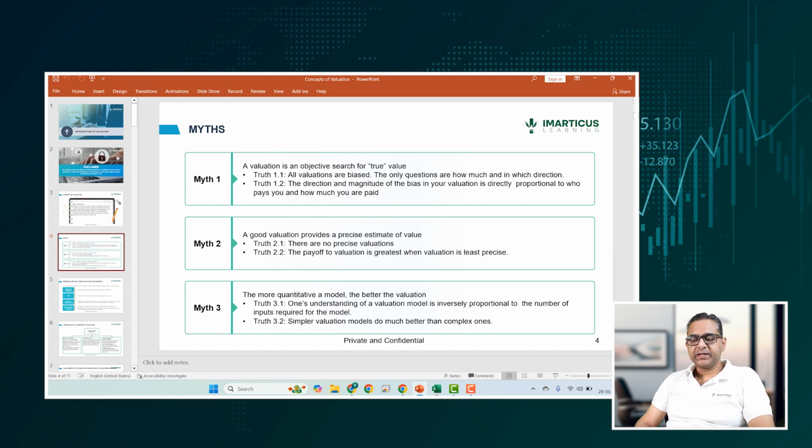That's why we cannot really say that valuation is a precise estimate of value. Whichever method we look at, be it absolute valuation or relative valuation, there are pros and cons of all techniques, and accordingly they can impact the eventual valuation we come out with.